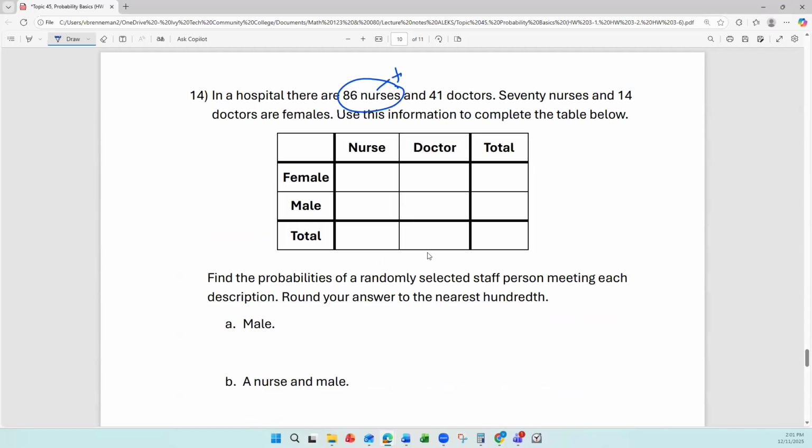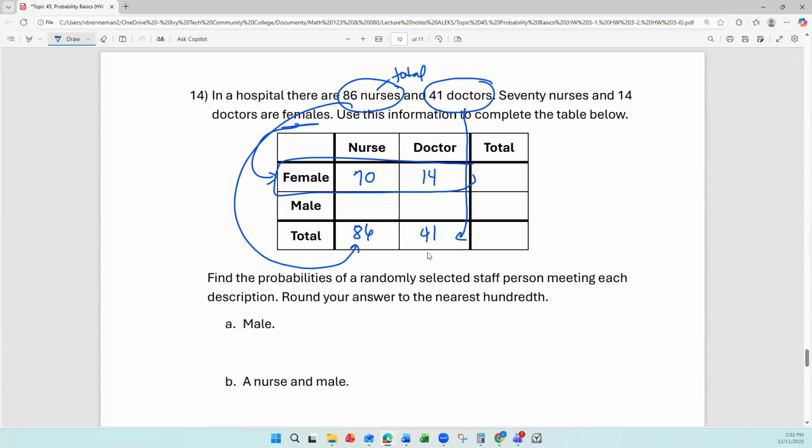That's the total of the nurses. So that goes here in the nurse total. 41 doctors. Again, that's the total. That's going to go in the doctor total. Then 70 nurses and 14 doctors are females. So within the female row, 70 nurses and 14 doctors.